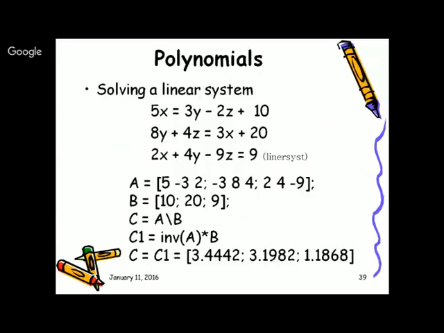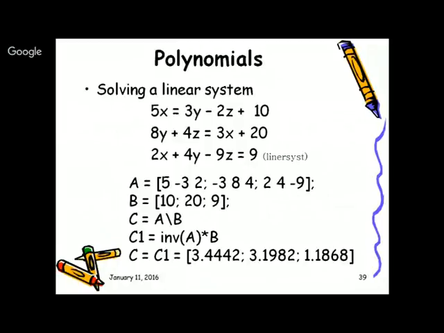It is very usual that we have to solve linear systems where we have various unknowns. You know that we have 3 unknown variables, means we should have 3 equations. So here also there are 3 unknown variables x, y, z, and I have 3 equations. These 3 equations are in the form 5x minus 3y plus 2z equal to 10, minus 3x plus 8y plus 4z equal to 20, and 2x plus 4y minus 9z equal to 9. Now what we do, we take the coefficients and make into a matrix, and take the constants and make into another vector. And what we usually do is inverse of the coefficient matrix multiplied by the constants.